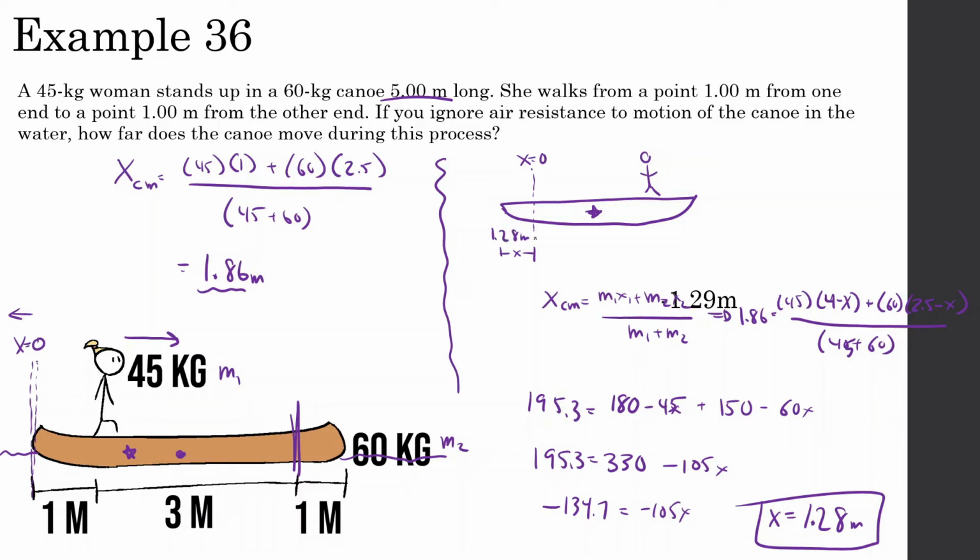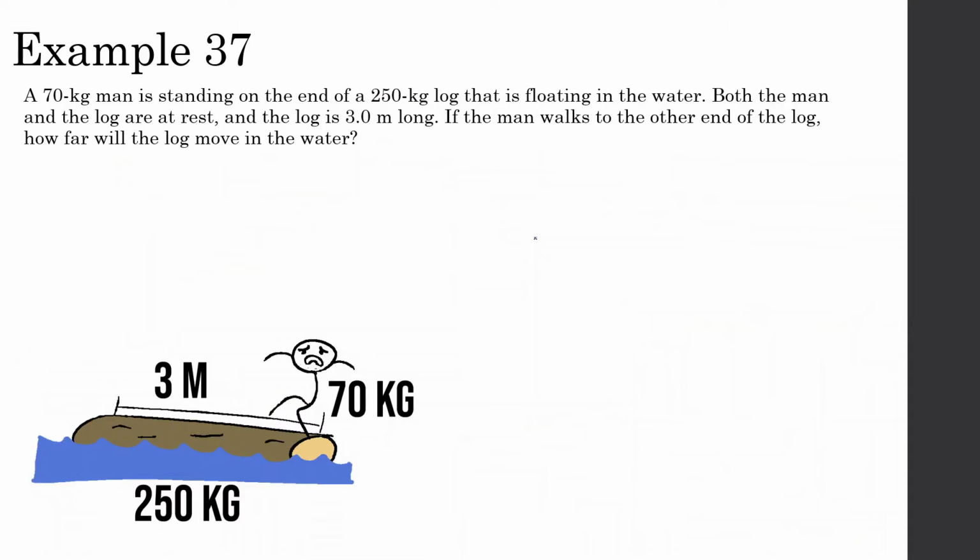All right, let's look at the next one now. A 70-kilogram man is standing on the end of a 250-kilogram log that is floating in the water. Both the man and the log are at rest, and the log is 3 meters long. If the man walks to the other end of the log, how far would the log move in the water?